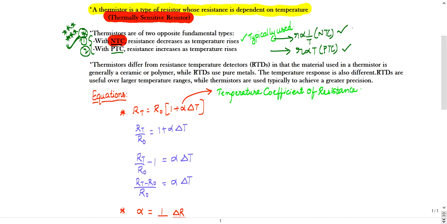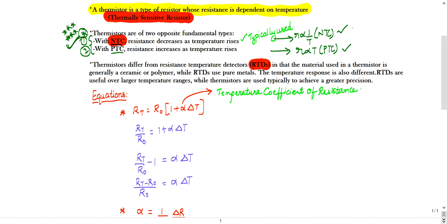There is also another device called an RTD. What is an RTD? You may ask a question like that. RTD is nothing but a resistance temperature detector. This is also a resistor which detects temperature. So you can raise a question like, what is the difference between a thermistor and an RTD? It is very simple. RTDs are generally made up of pure metals, whereas thermistors are made up of ceramic or polymers. You can read these points and you will come to know.